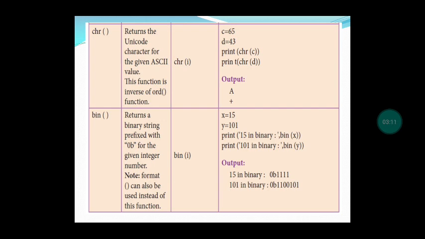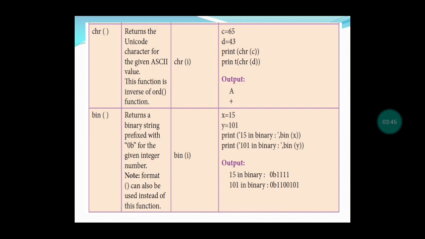x equal to 15 and y equal to 101 have been given. That is bin of x and bin of y. So the binary value for 15 is 1111, and it is printed. And the binary value for 101 is 1100101. It has been printed. So the bin function is used to return the binary value, and it is also prefixed with 0b.